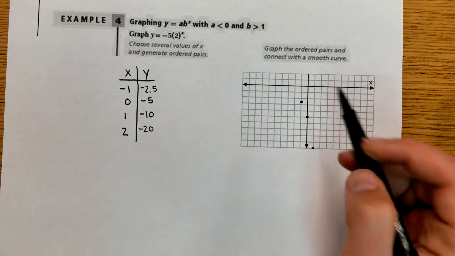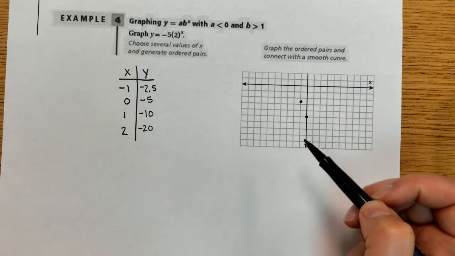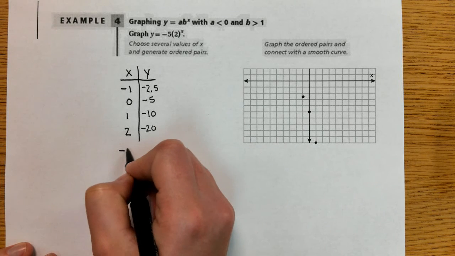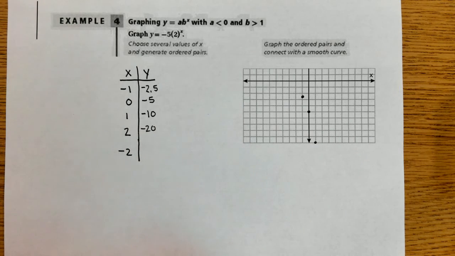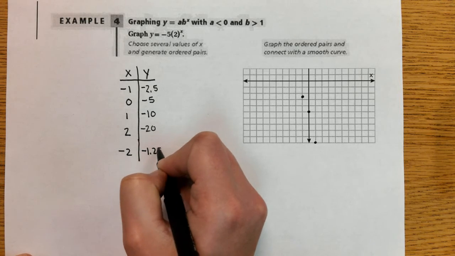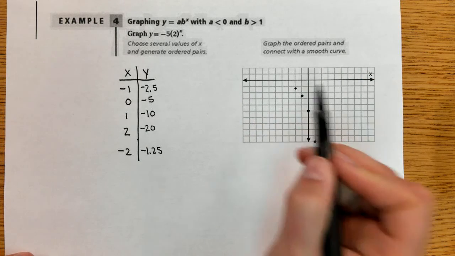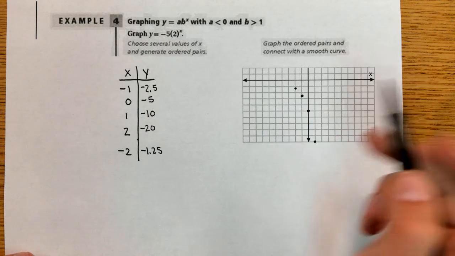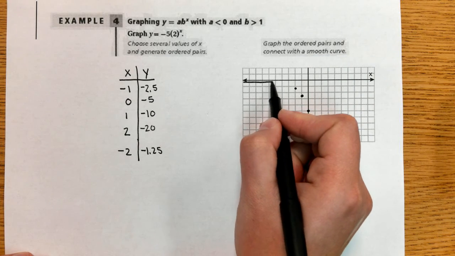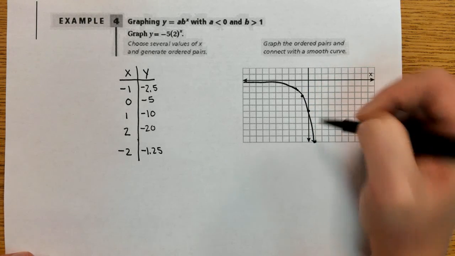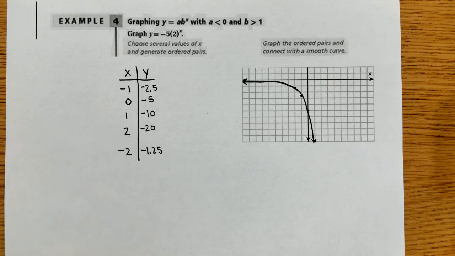So if you want, since this point's not really close to that x-axis, you can go ahead and substitute in -2 if you want. So I'm going to go ahead and put that in as a bonus one. So 2 to the -2nd power will give you 0.25. And then times -5 will give you -1.25. So if you want to get another point in there, you can. But what's going to happen is it's going to get closer and closer to the x-axis as you go towards the left. So let me try to sketch the best of my ability to connect my points. So that is what your graph will look like.